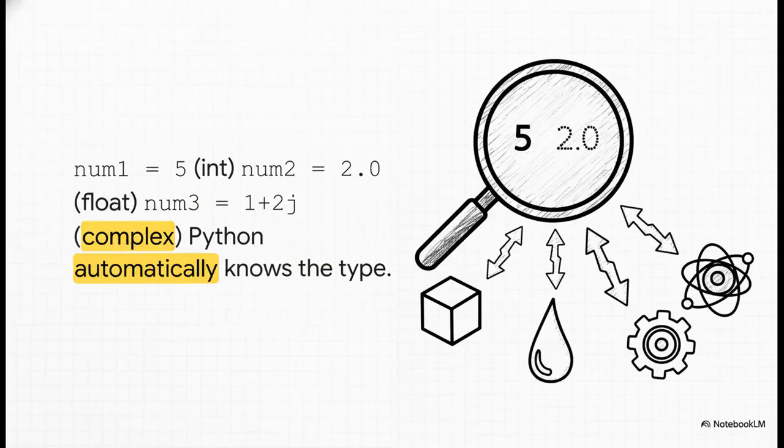And here's what's so cool about Python. It's smart. You don't actually have to tell it, hey, this is a whole number, or this is a decimal. It just looks at the number you give it and automatically figures it out. That little bit of magic makes coding so much faster.